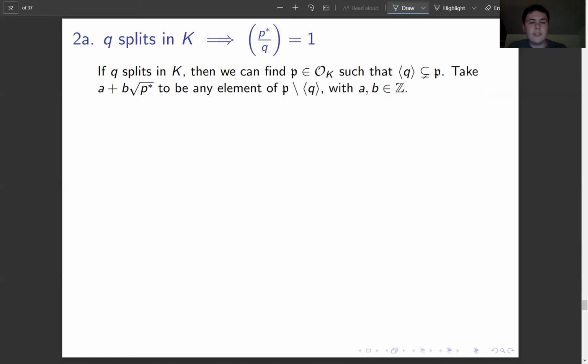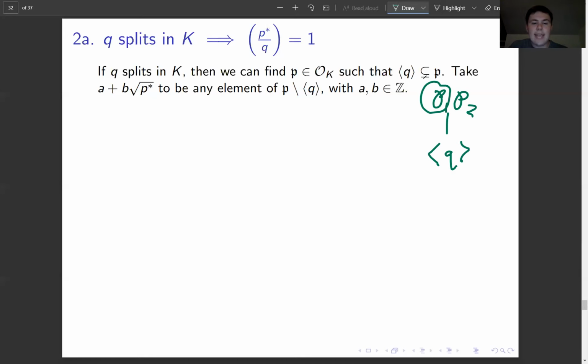Now let's get into the second part of the proof. We're going to first prove this direction: Q splits in K implies that (P*/Q) is 1. If Q splits in K, remember that means that Q factors as P1 P2. That means we can take one of these ideals, P, and we'll know that the ideal generated by Q is a proper subset of P.